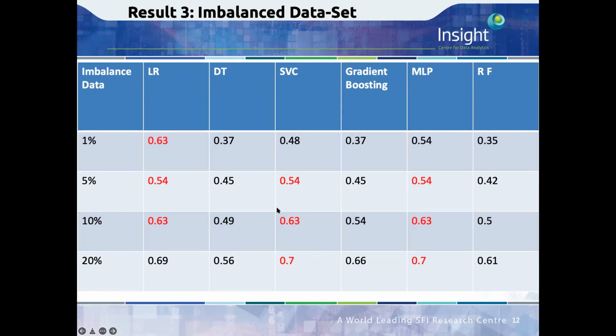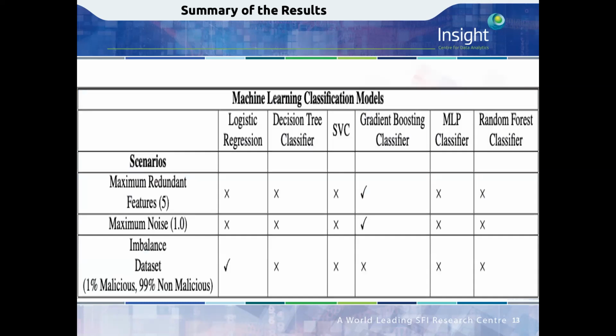So from all of these results, we can see that those models give us different results. We want to evaluate which model performs or behaves better than others to trust them. And in summary of all these results, with the maximum identified features, which is 5, we can see that the gradient boosting classifier gets the highest accuracy and beats all of the other machine learning classifiers. And with the maximum noise of 1.0, again, the gradient boosting classifier gets the highest accuracy. And with unbalanced data, we can see logistic regression gets the highest accuracy. And so we can trust it depending on the result.